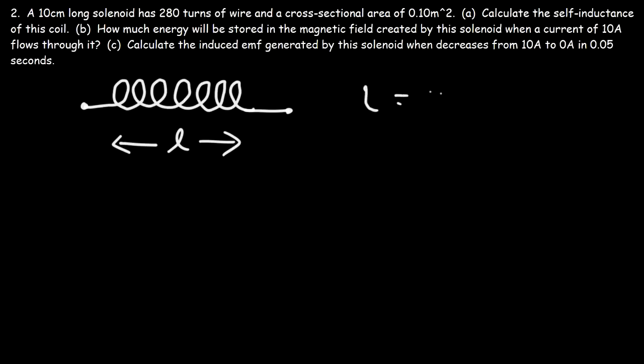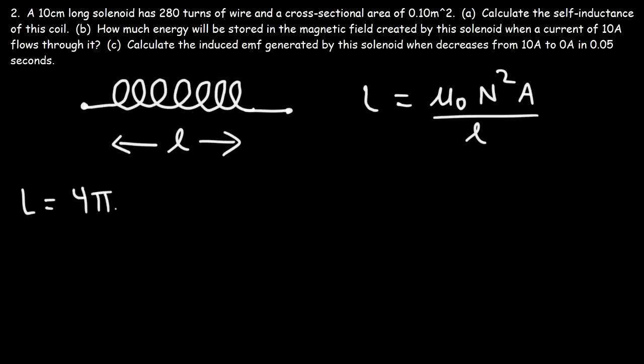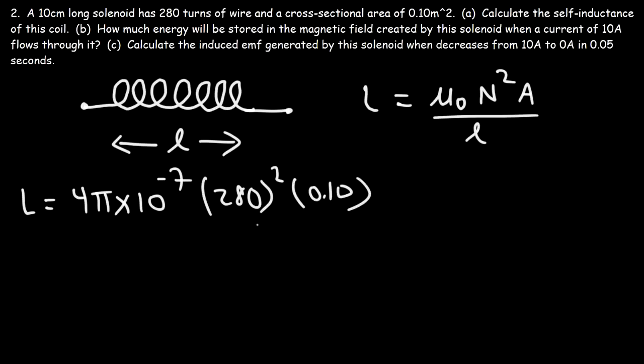The inductance is going to be the permeability of free space times the square of the number of turns in this solenoid times the cross-sectional area divided by the length of the solenoid. So the permeability of free space is 4 pi times 10 to the minus 7. The number of turns is 280. The cross-sectional area is 0.10 square meters. Now the length of the solenoid is 10 centimeters, which is 0.10 meters.